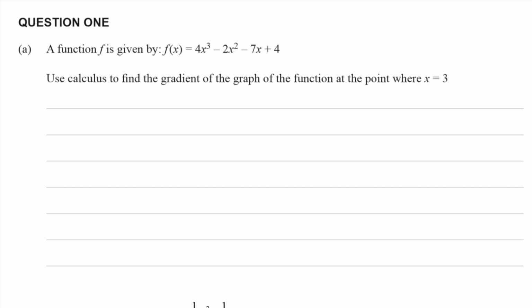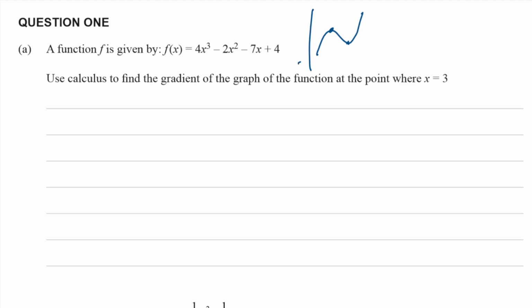A function f is given by f of x equals 4x cubed minus 2x squared minus 7x plus 4. So that is a cubic. The highest power of x is to the power 3, and it is a positive cubic because the coefficient of x cubed is 4. So it'll look something like that, a positive cubic, where it has a maximum and then a minimum. And the question is asking us to find the gradient of this graph when x equals 3.